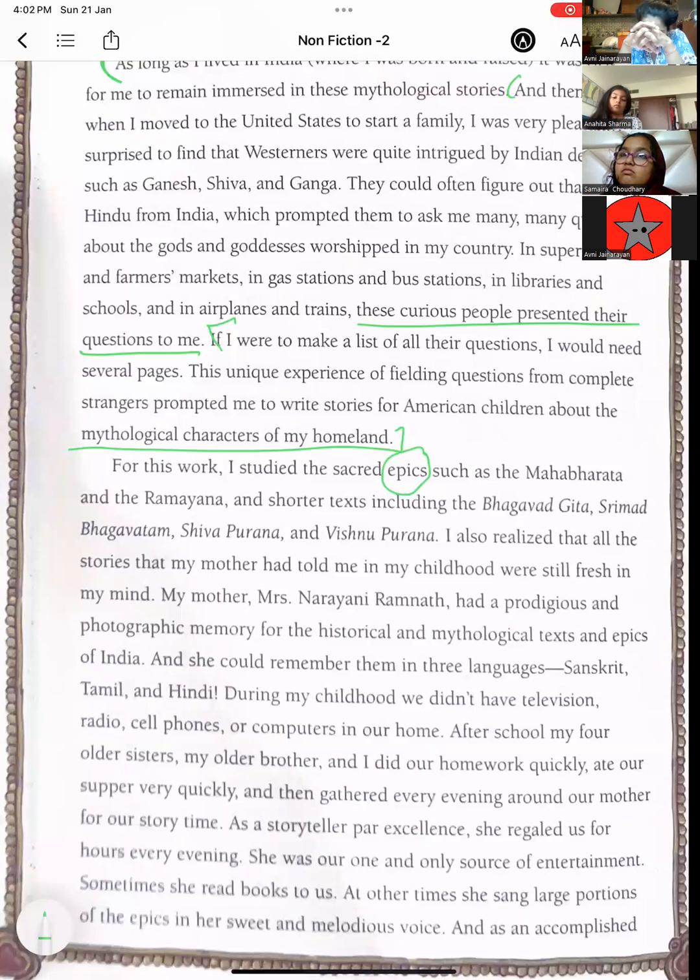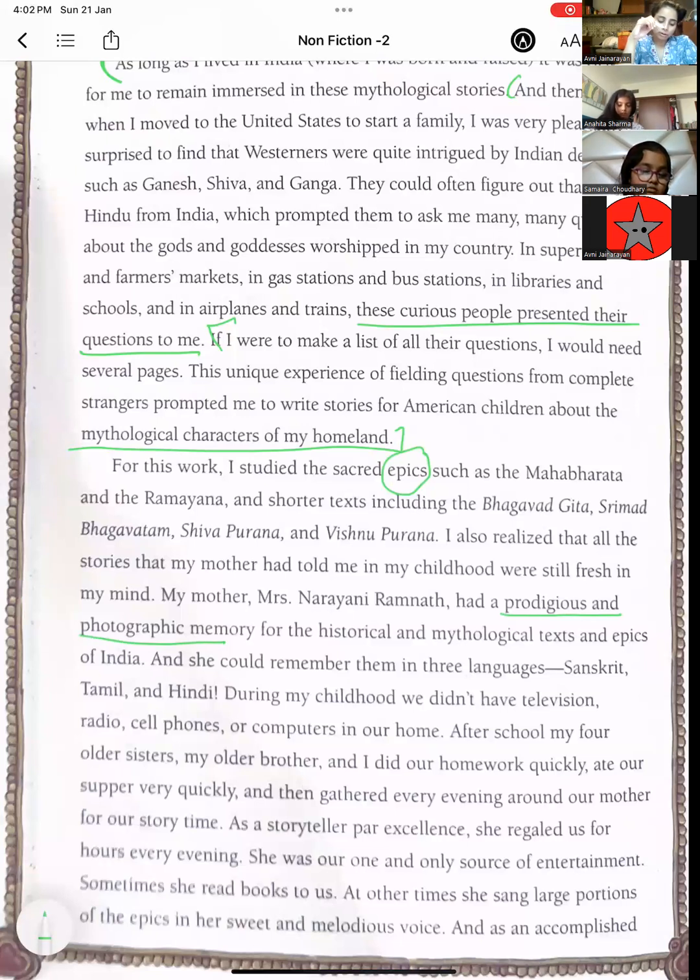So he read a lot of stories from Mahabharata, Ramayana, shorter texts including Bhagavad Gita, Srimad Bhagavatam, Shiv Puran, Vishnu Puran, etc. These are holy books of Hindu culture, okay? I also realized that all the stories that my mother had told me in my childhood were still fresh in my mind. My mother, Mrs. Narayani Ramnath, had a prodigious and photographic memory. Oh my God, which shows that his mother was extremely intelligent, a highly intellectual person. See how he has described it.